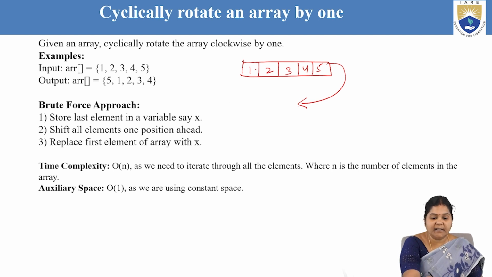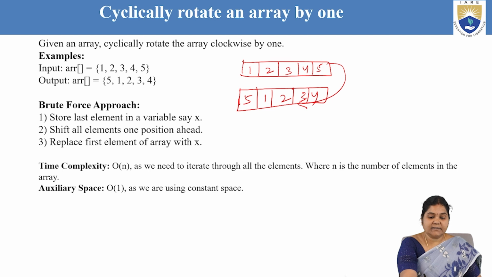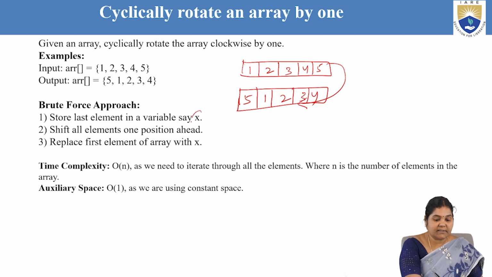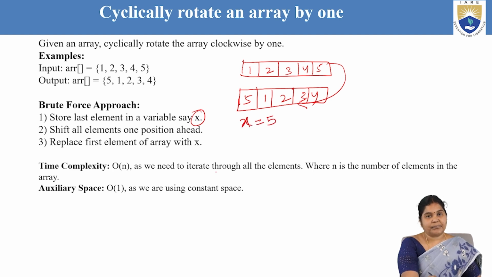If you rotate the array clockwise, then what will happen? The array will look like this: 5, 1, 2, 3 and 4. So the last element will come here and the remaining elements will be shifted by 1. So how will you solve it? How will you bring the last element to the beginning? Store the last element in a variable. What is the last element? It is 5. Let us say x is equal to 5.